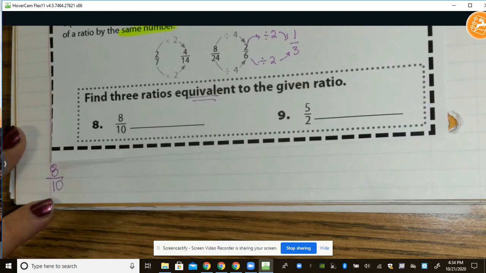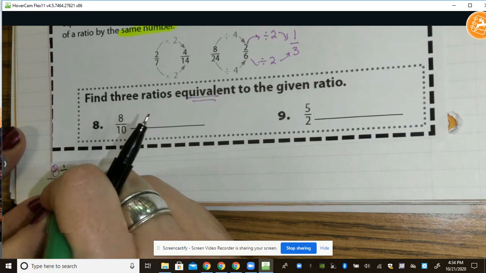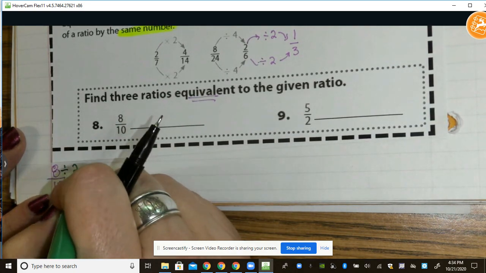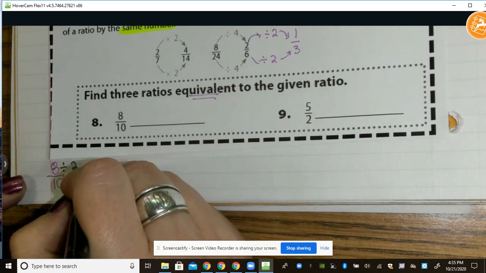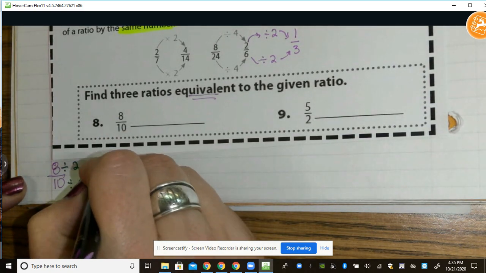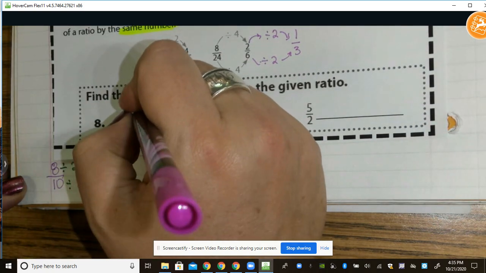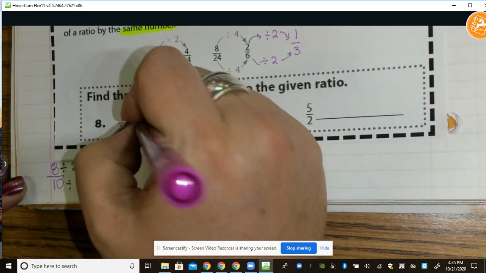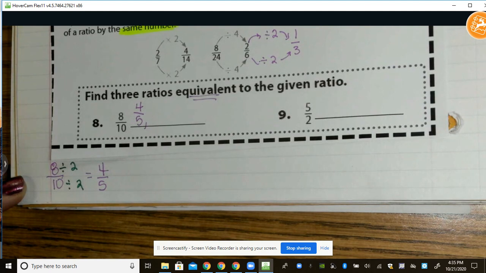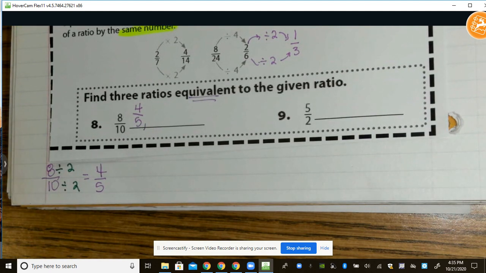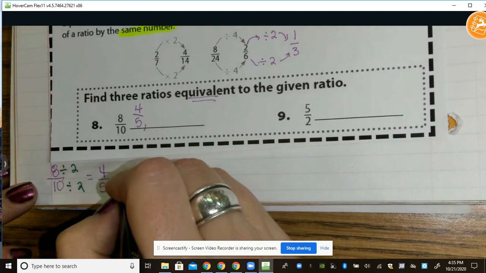8/10, well, I can simplify that by dividing both of them by 2, the top and the bottom by 2. 8 divided by 2 gives me 4. 10 divided by 2 gives me 5. So 8/10 and 4/5 are equivalent. All right, let's look at another one. So I have 8/10.